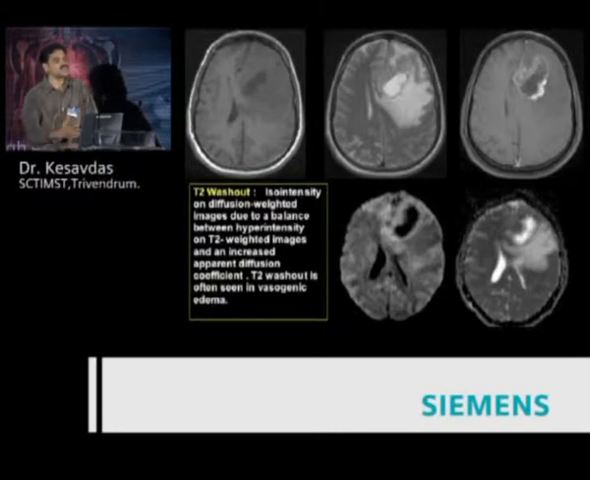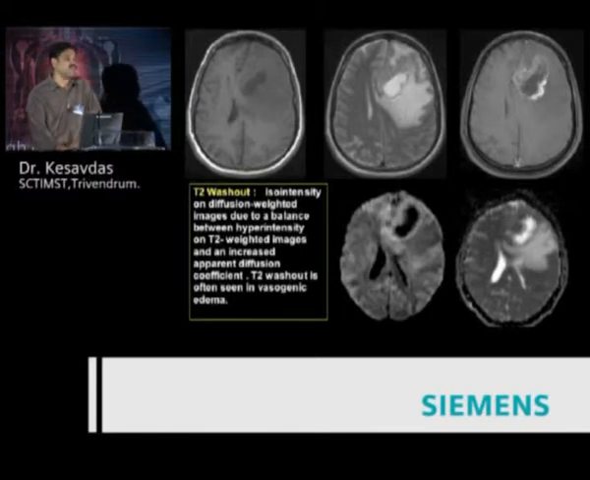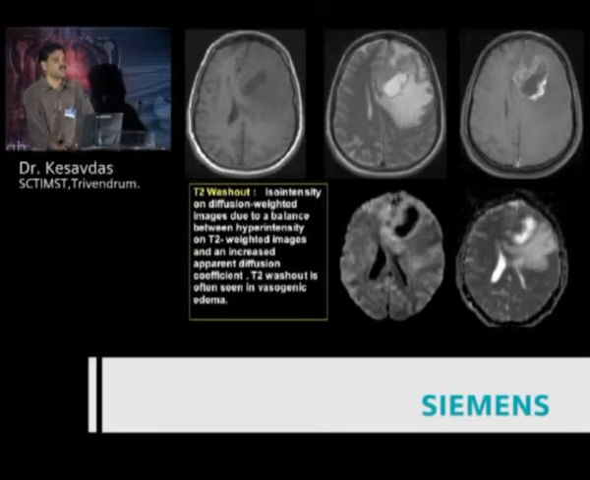So there is no area of diffusion restriction or T2 shine through, but there is an area of diffusion washout, and this diffusion washout is a phenomenon usually seen with vasogenic edema. So again, for differentiation between vasogenic edema and tumor, this particular phenomenon might help.